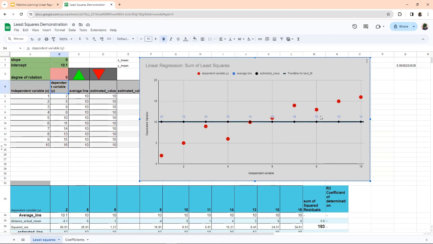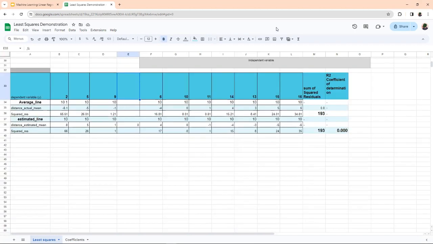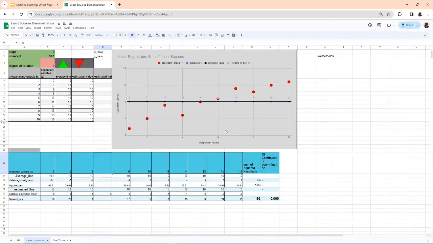us use the average line, the average of our observations. When we take the average, it should be 10.1. So we ask, how good is the average as a predictor? Let's zoom out a bit. Look at our coefficient of determination, it's essentially 0. So this is a terrible predictor.